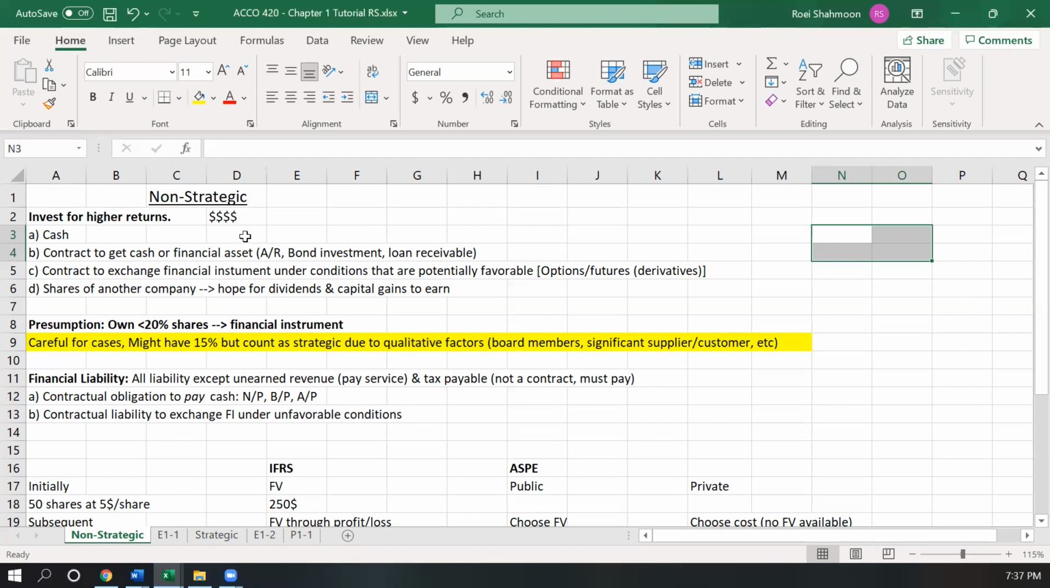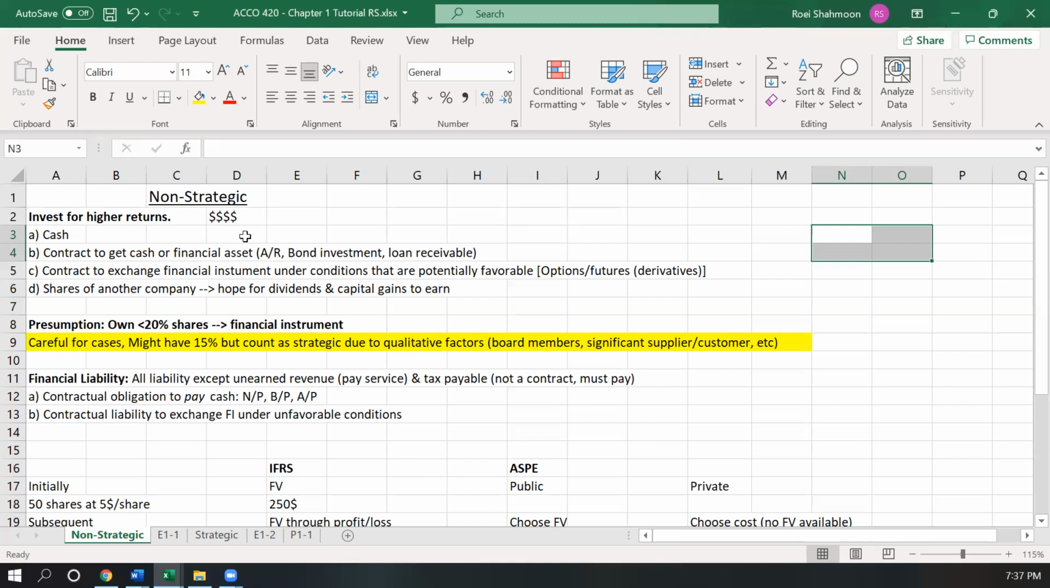We're going to be starting with non-strategic investments. Okay, and just to explain a little bit, what is non-strategic, what is strategic? We're really looking here about how one company is going to be investing in another company. Okay, what type of relationship will they have together?